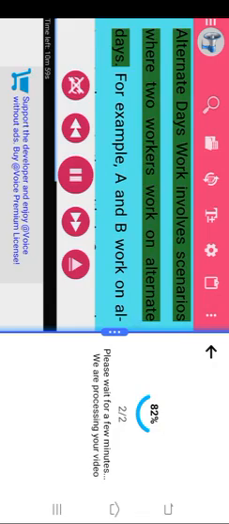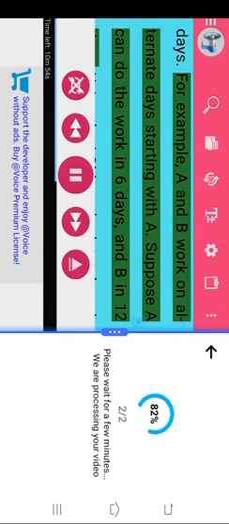Alternate days work involves scenarios where 2 workers work on alternate days. For example, A and B work on alternate days, starting with A. Suppose A can do the work in 6 days and B in 12 days. Using the LCM method, total work equals LCM of 6 and 12 equals 12 units.